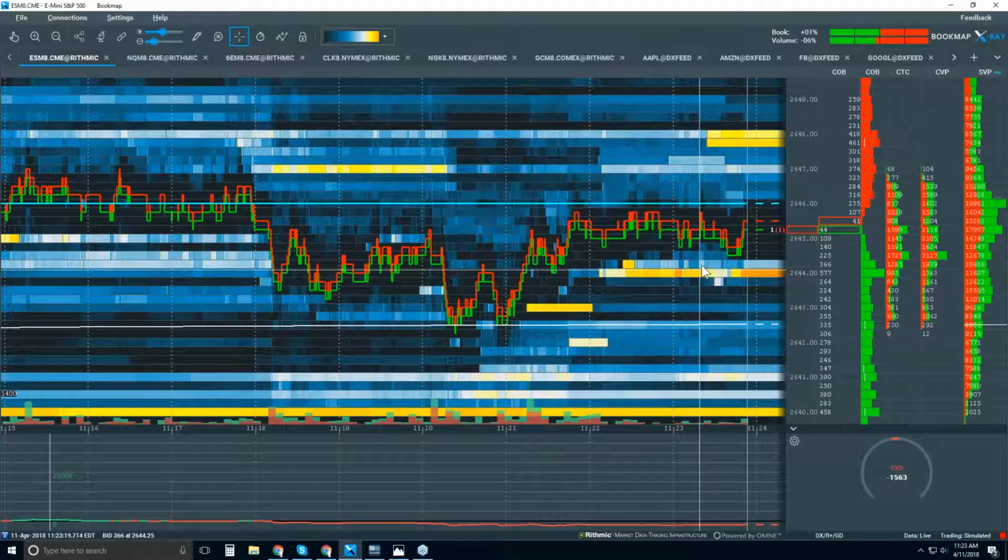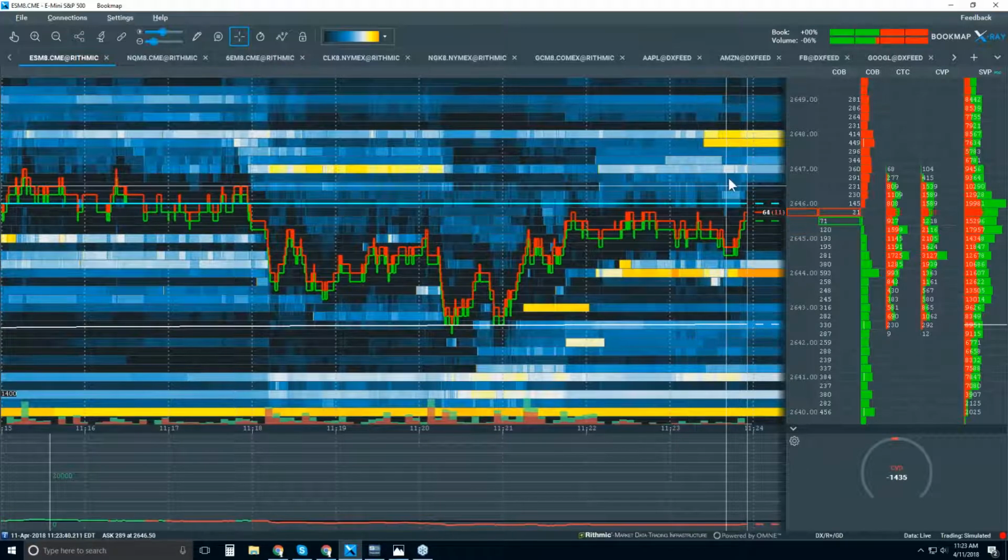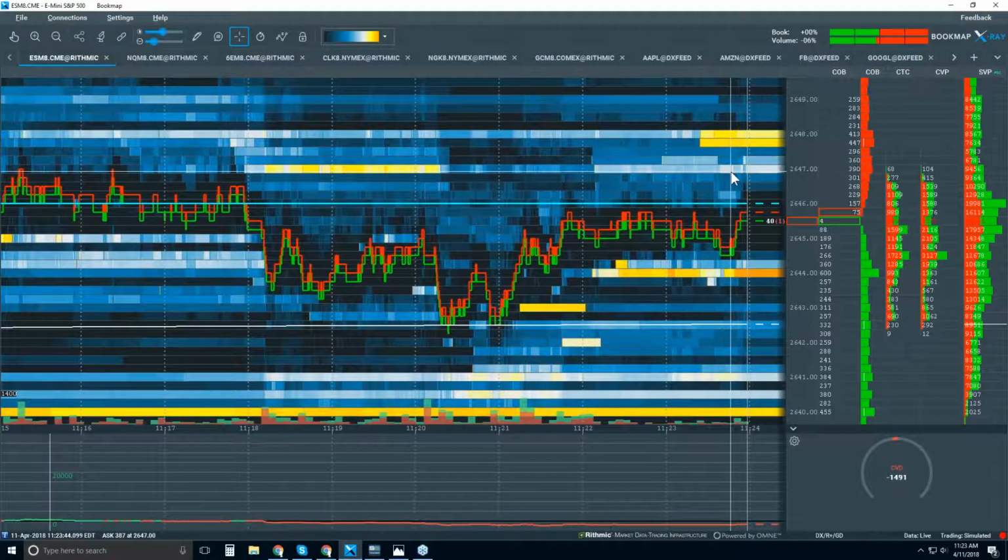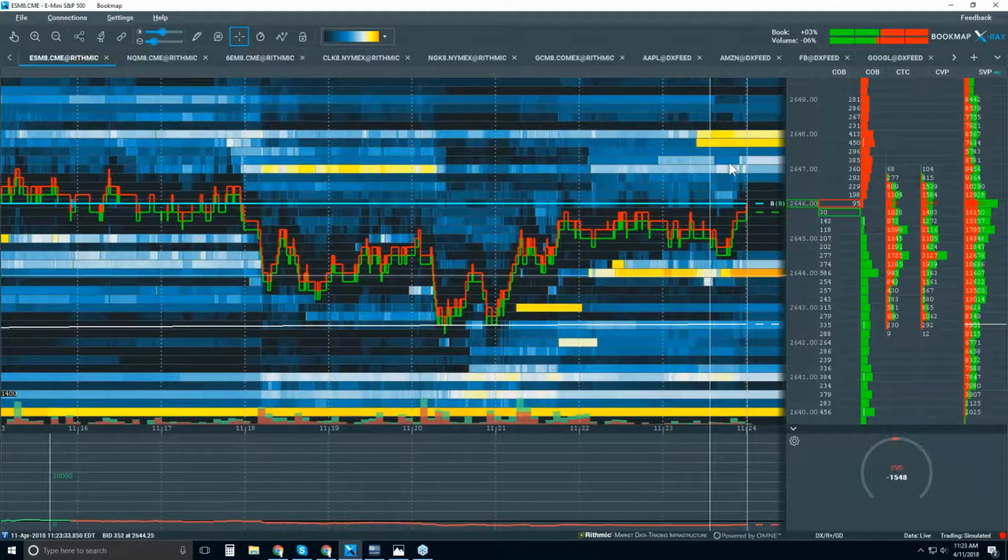All right, here we go, another rotation now. Let's get up into that 47 level. Let's see that. That would be the place to go here.